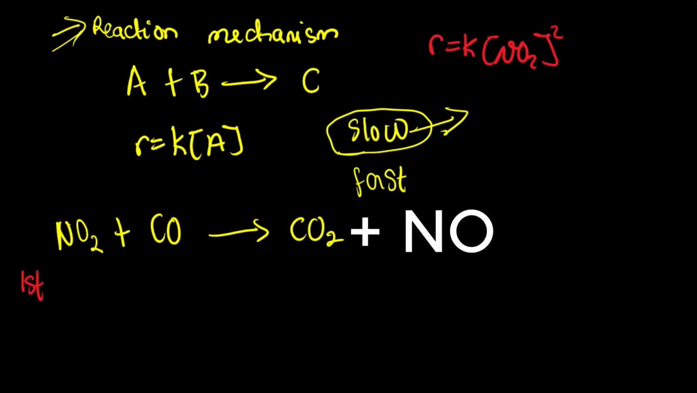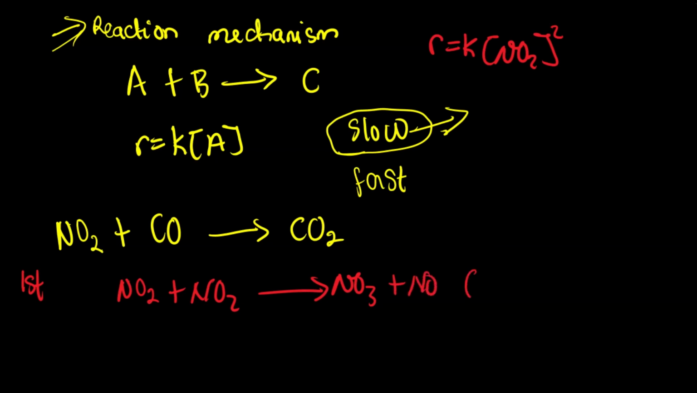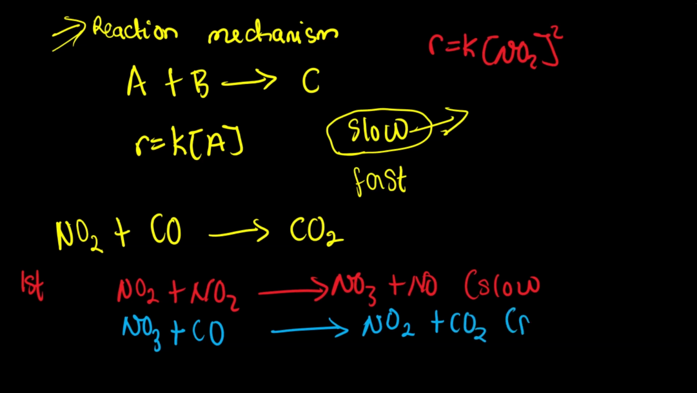Now looking at the first elementary step of this reaction, the first step is that NO2 combines with NO2 to give NO3 and NO. This is the first step of the reaction, and this reaction is slow. Now the second step of the reaction is that NO3 reacts with CO to give NO2 and CO2. Now this reaction is fast.